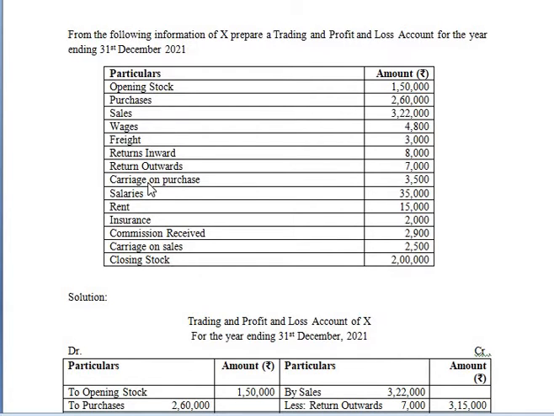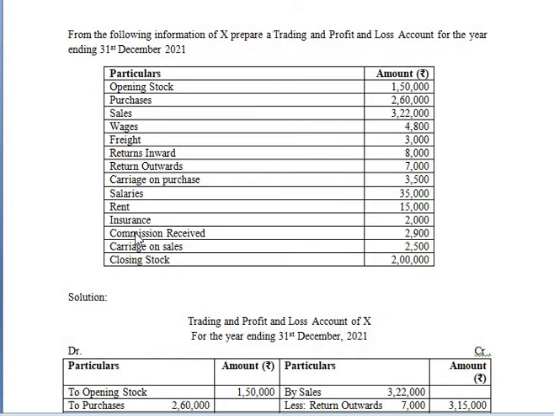Then the next item is carriage on purchases. So carriage on purchases is direct expenses. It will be shown on the debit side of the trading account. And we have salary. This is an indirect expenses, which will be shown in the debit side of the profit and loss account. Then rent is an indirect expenses, will be shown in the profit and loss account. Then insurance also is an indirect expenses, will be shown in the debit side of the profit and loss account.